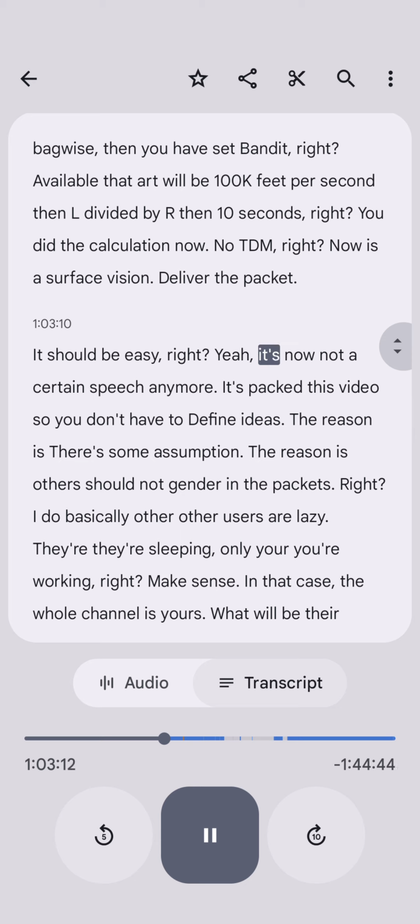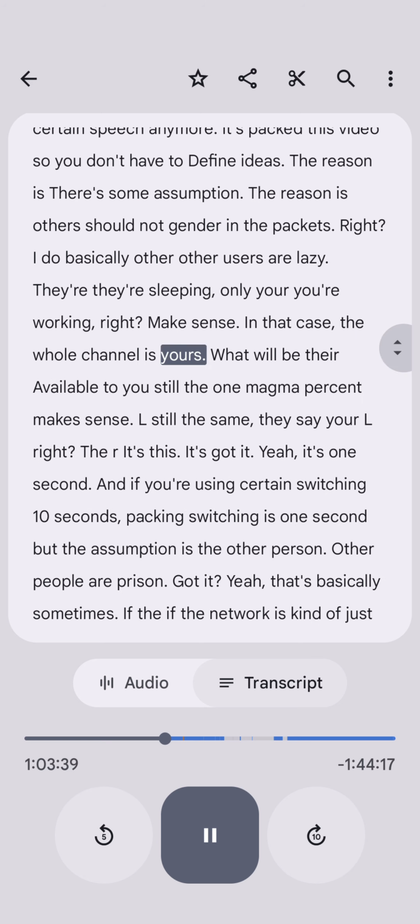It should be easy, right? It's now not circuit switching anymore. It's packet switching. So you don't have to divide by 10. One second. The reason is there's some assumption: others should not generate packets, right? Basically, other users are lazy. They're sleeping. Only you're working, right? Make sense? In that case, the whole channel is yours.